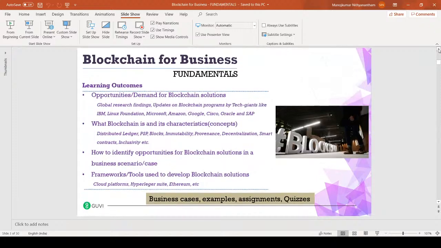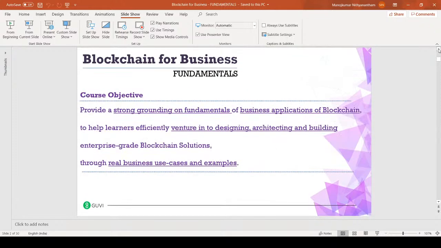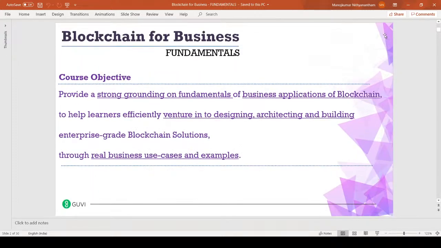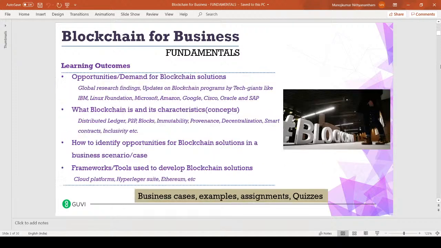So let me do a quick recap of things. The course objective is to understand the fundamentals very strongly about why blockchain, why not other technologies, and how this makes a difference against other available technologies. That is going to give you a strong grounding at the start when it comes to blockchain as an approach. These are all the things we will be discussing in this course: what the tech giants are doing in this space, like Microsoft, Amazon, and other companies, the technical concepts, and also how to choose a scenario that will be the best fit for a blockchain approach.